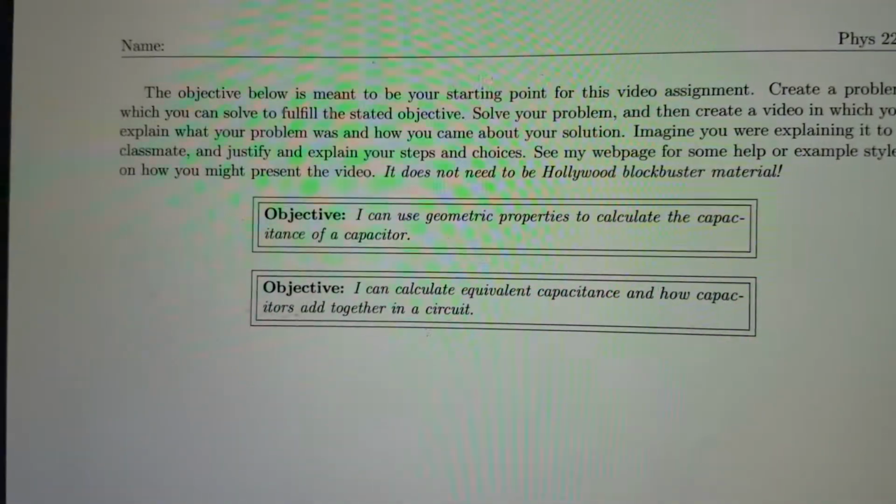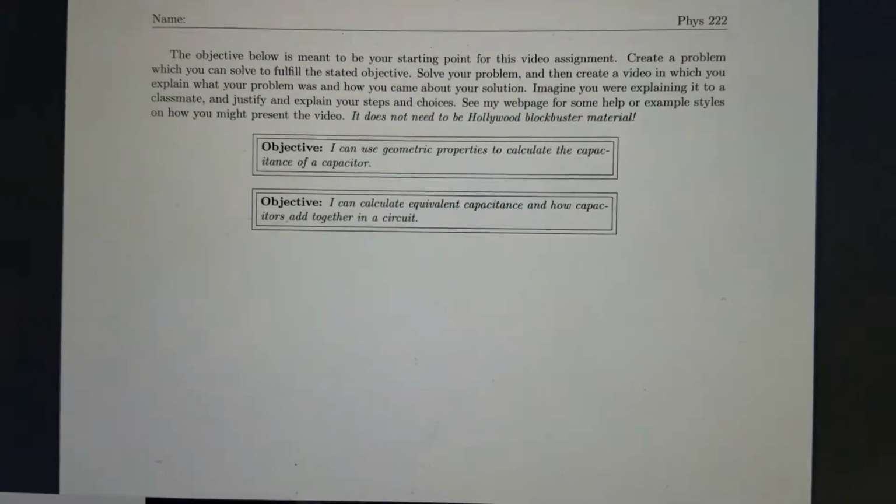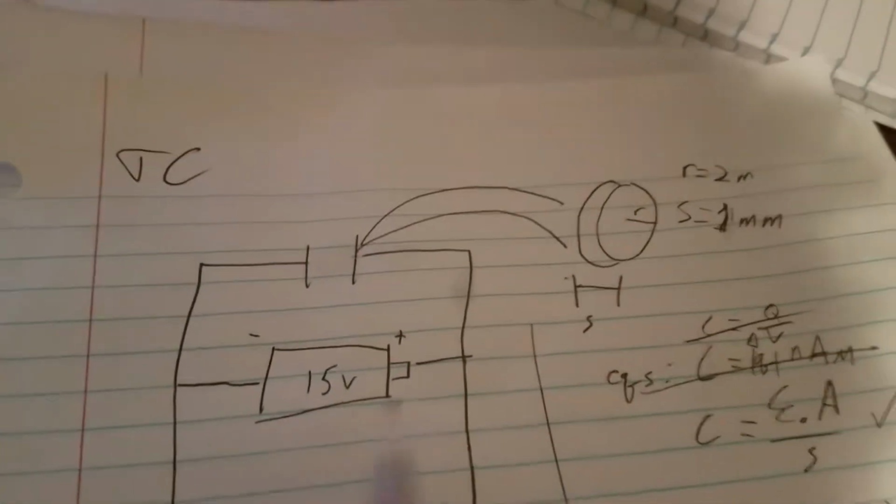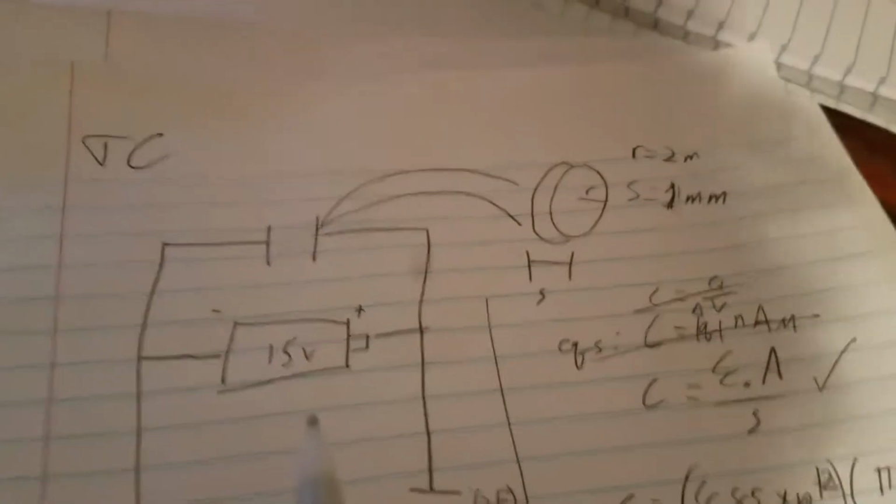So this homework has two distinct objectives. The first one is showing that I can use geometric properties to calculate the capacitance of a capacitor. I've drawn my little circuit down here. We're just going to be paying attention to the top portion of it for this first part. So we're going up here, going around.